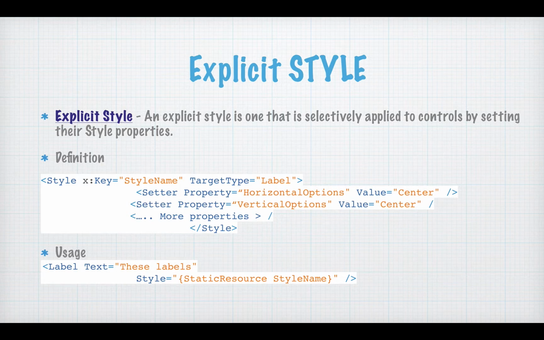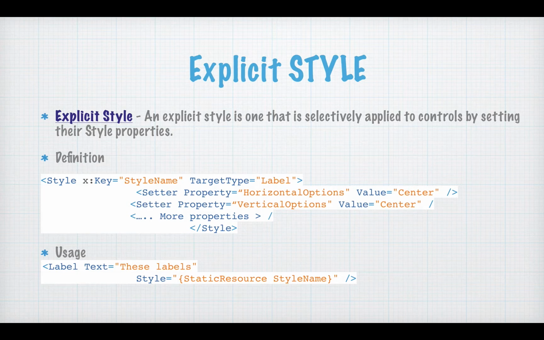So you define the style name, and you define the target. Now this is the target. You say that I'm defining it for the label, or I'm defining it for the text box or the entry box. You can say the target type as the base class, like just view, and then you can use any of the view, but you can be explicit also. And then you use setter and the value.